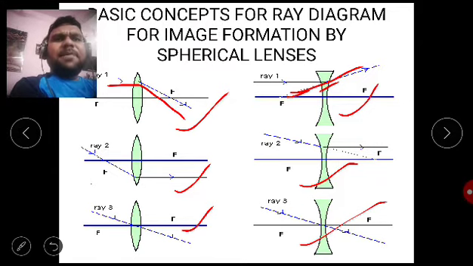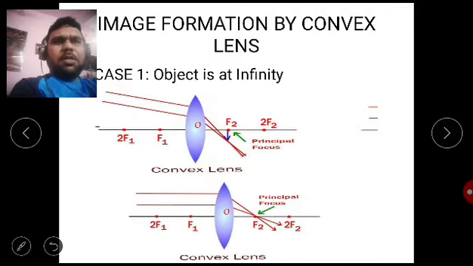These cases will be used in our further explanation of the image formation by two types of lenses. We will have 6 cases. Now we will go further. So now, image formation by convex lens. So we will have 6 cases. What are the 6 cases?